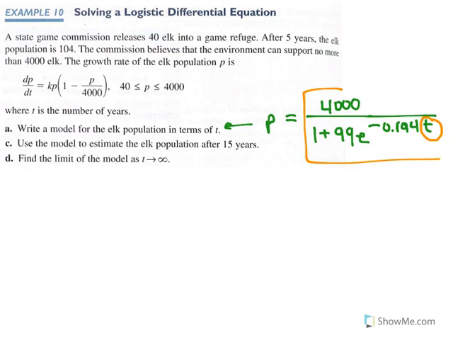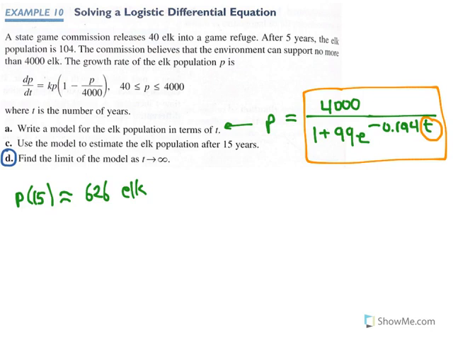You're going to use your calculator and evaluate the right side of the equation when t is 15. And when you do that, you should find that the population 15 years later is about 626 elk. All right, so now we have the population 15 years later is approximately 626 elk. So now we look at part D, find the limit of the model as time approaches infinity.